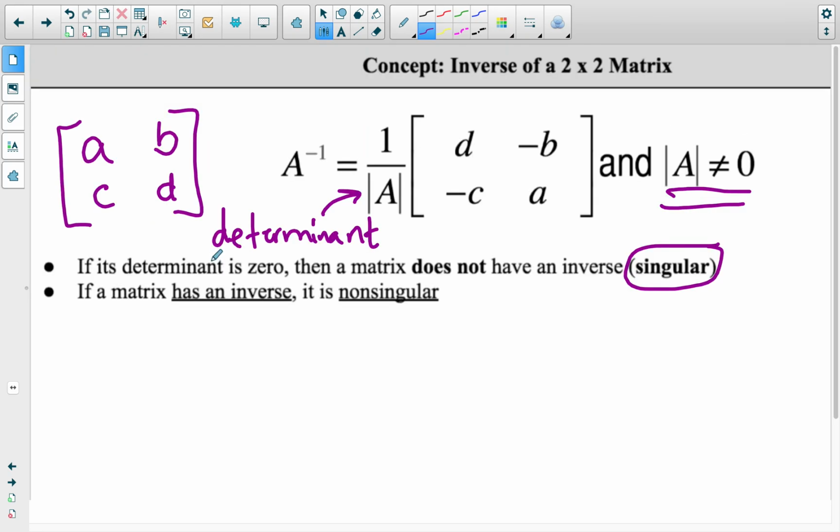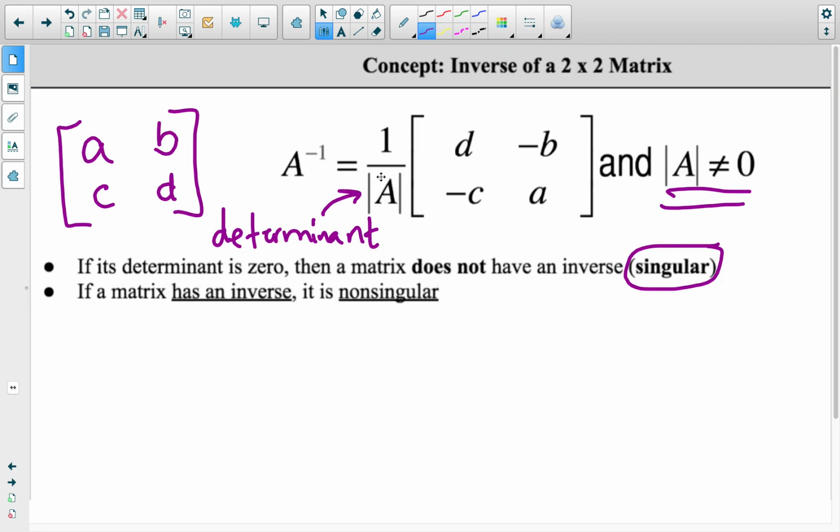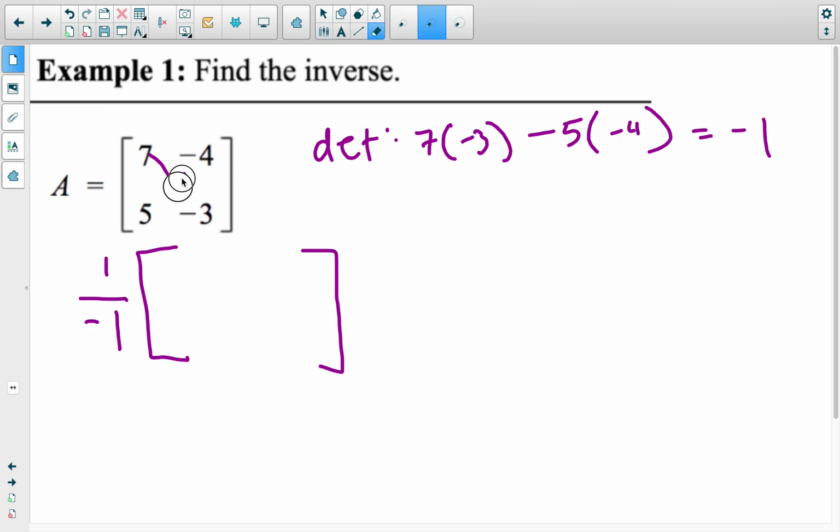So thinking back to this formula, we're going to take 1 over -1, that's the determinant. That gives us this 1 over the determinant of A piece, and then we're going to start our new brackets for our inverse. And then we're going to flip around these elements. Our main diagonal elements are just going to change spots. So -3 goes up here, 7 goes down here.